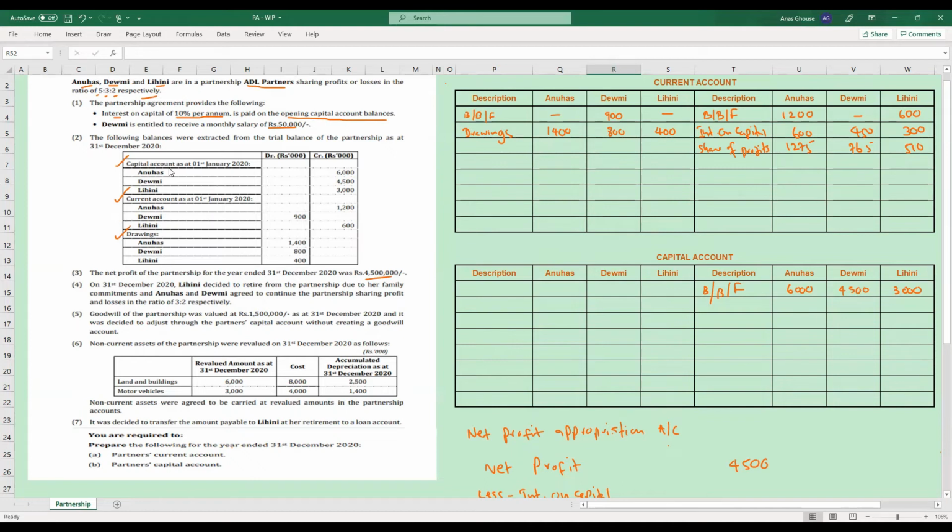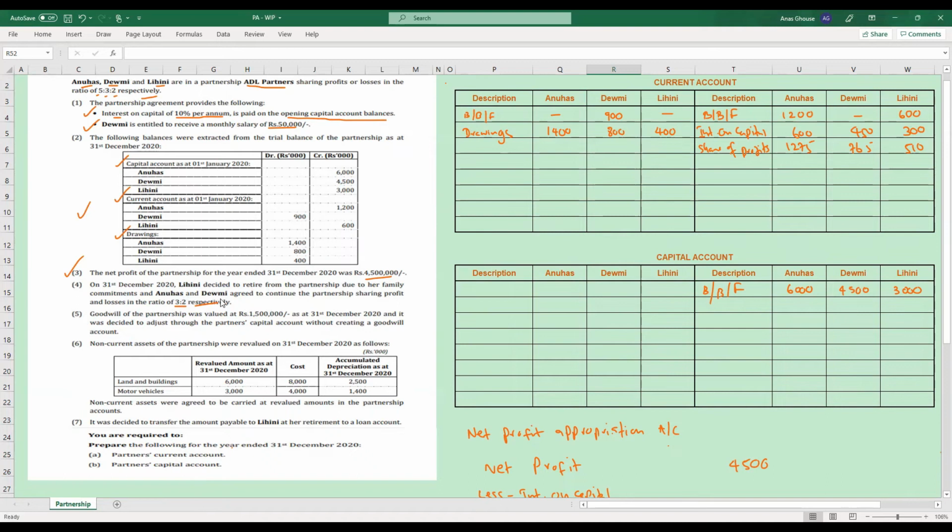Now we have accounted the interest on capital and the salaries, and the net profit also we have distributed. Then we have two more adjustments, which is with regard to the retirement of a partner. On 31st December, Lihini decided to retire from the partnership due to her family commitments, and Anuhas and Devmi agreed to continue the partnership, sharing profits and losses in the ratio of 3:2, respectively.